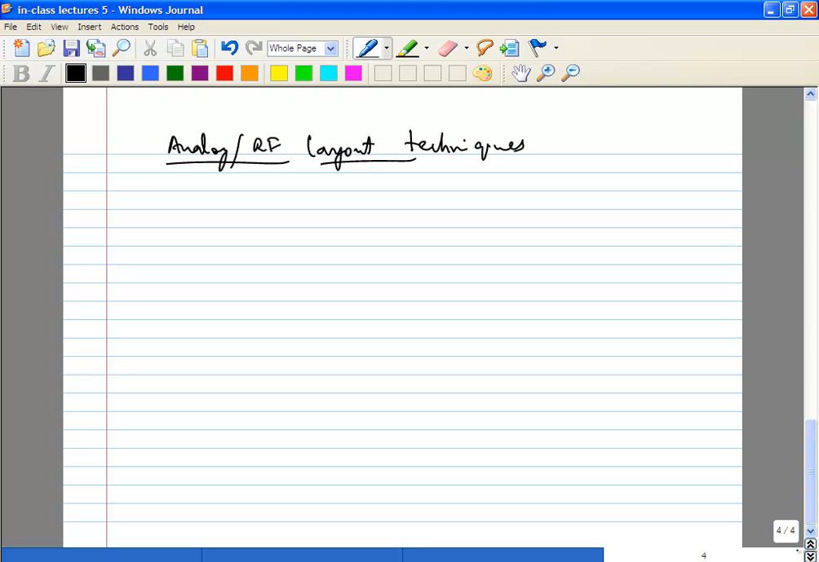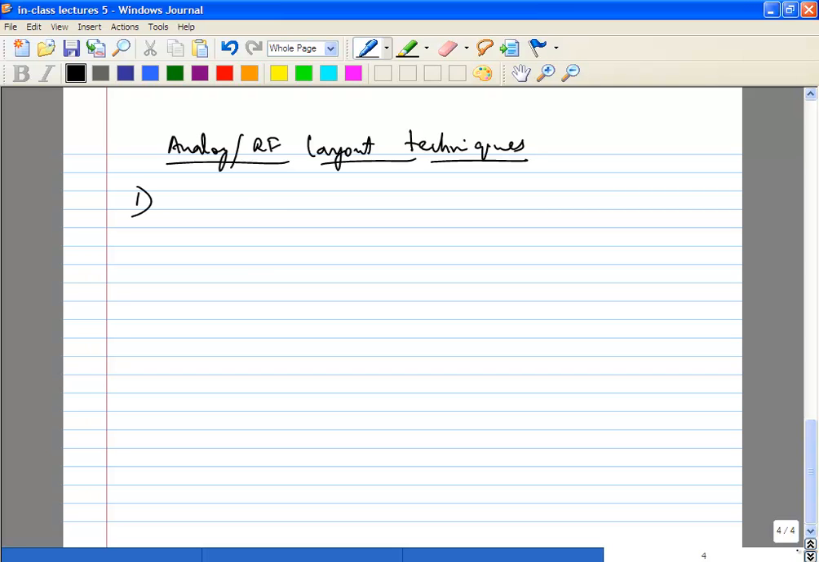So let's look at a few simple techniques. Maybe as we go along, we'll look at more advanced, maybe more core RF techniques. But by and large, the techniques used in whether it's analog design or RF design are very similar. But there are some things which you can do with analog which you can't do in RF. There are some things which you have to do with RF which you may not do with analog. But it's good to know both kinds of techniques.